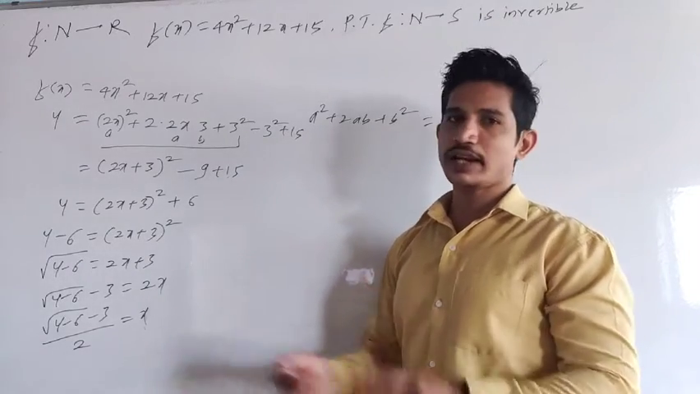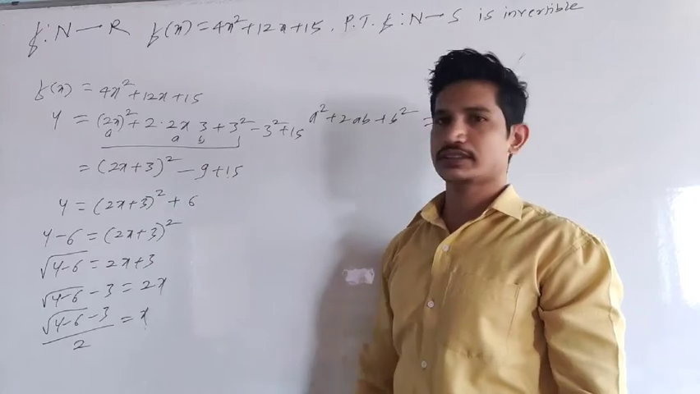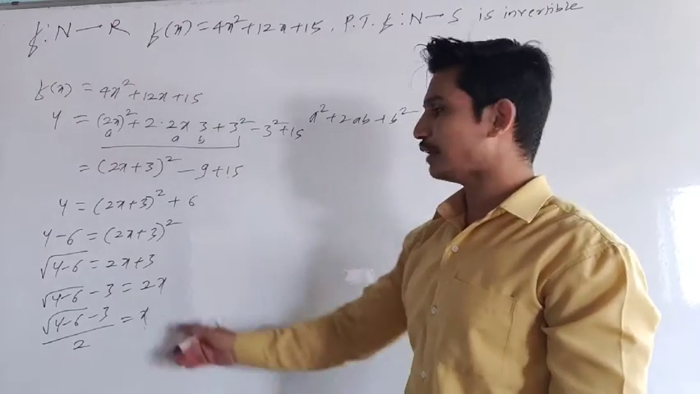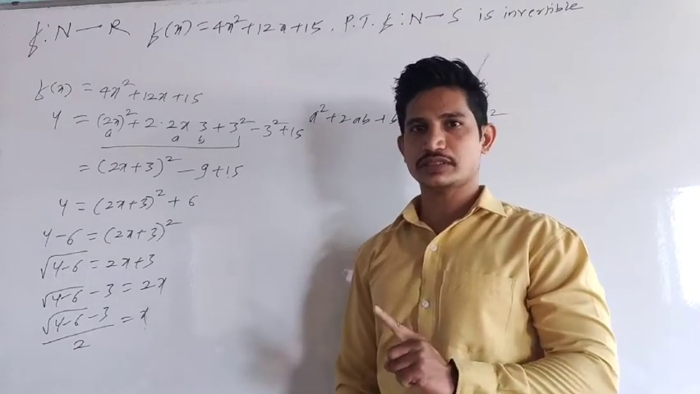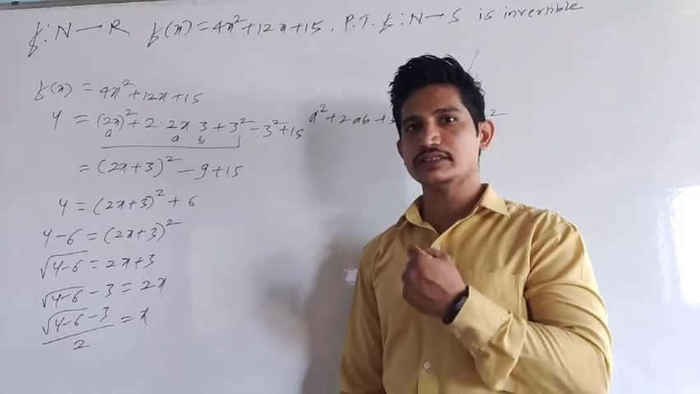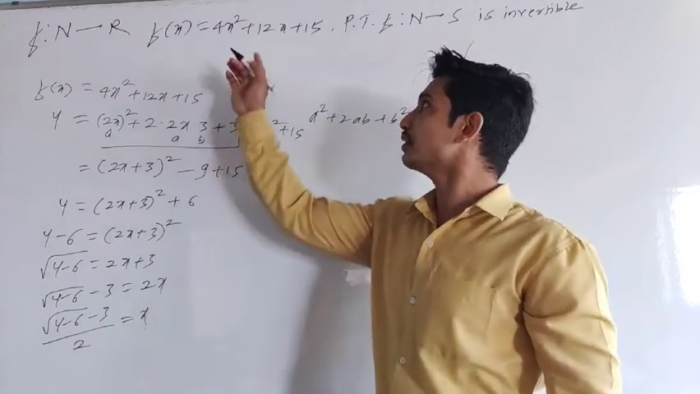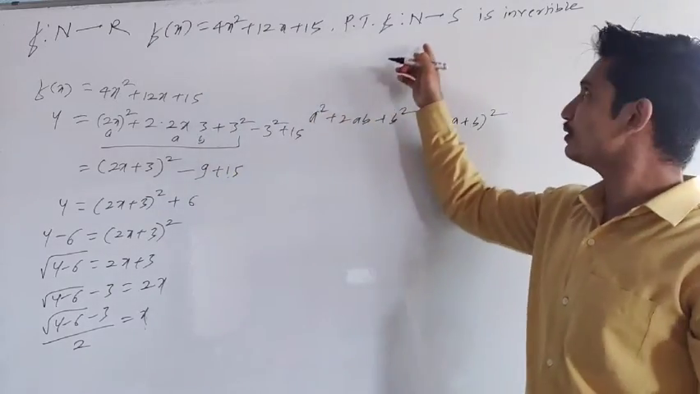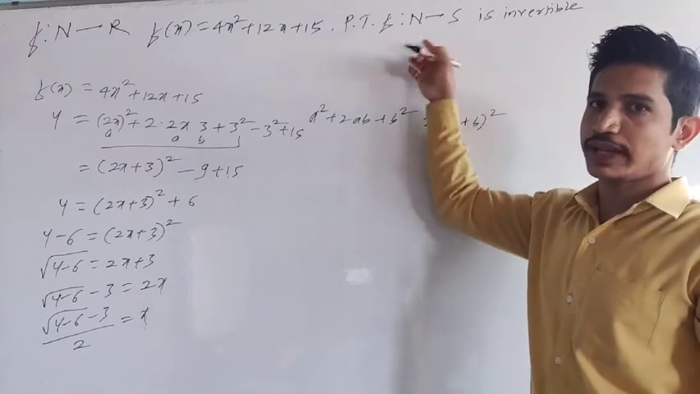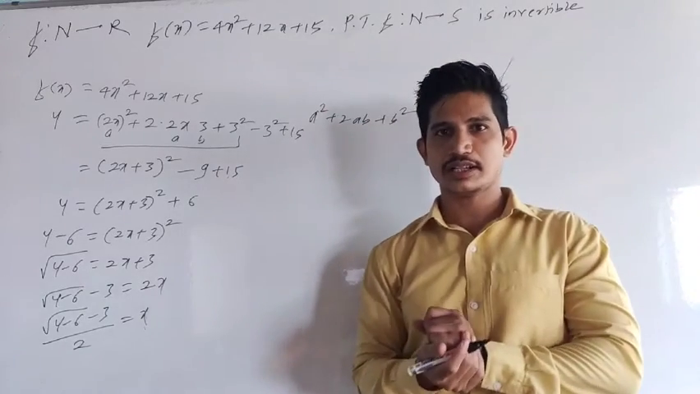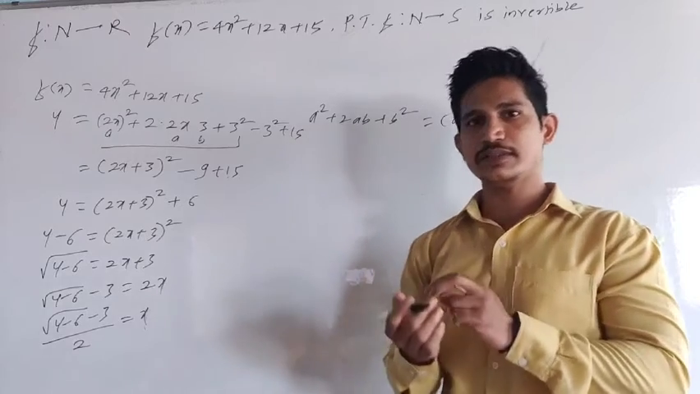As I told you, first find the value of x that we got here. This is the first step. The second step is to write the g function, the inverse function of f. What are we proving? We are proving that N to S is invertible. Therefore, write here the g function.